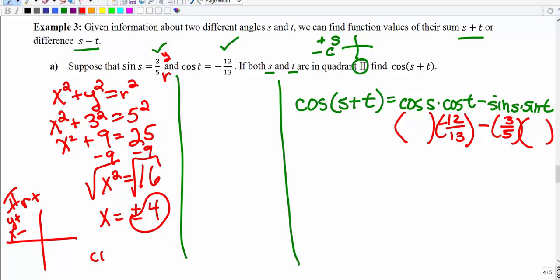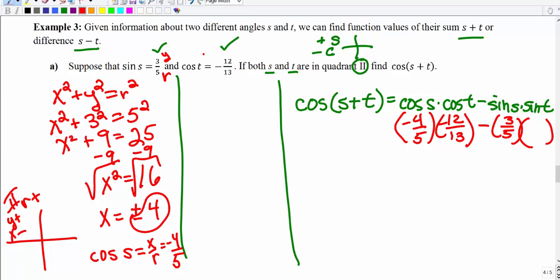So the goal was to find out what is cosine of angle S. Well, that would be x divided by r. The x value we said would be negative 4, and the r value would be 5. So we can actually come over here and fill out that information. Cosine of angle S is negative 4/5. The last piece of information we need to know is the sine value of angle T.